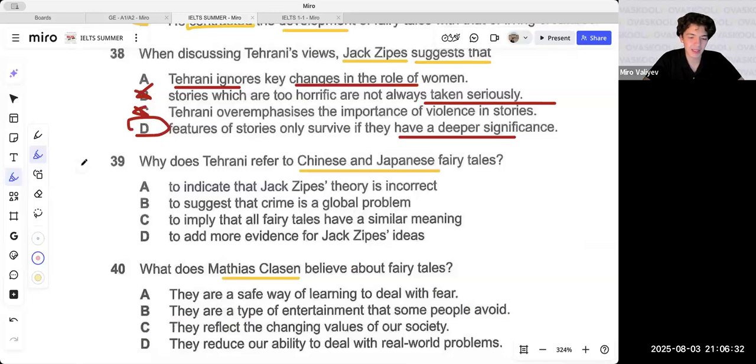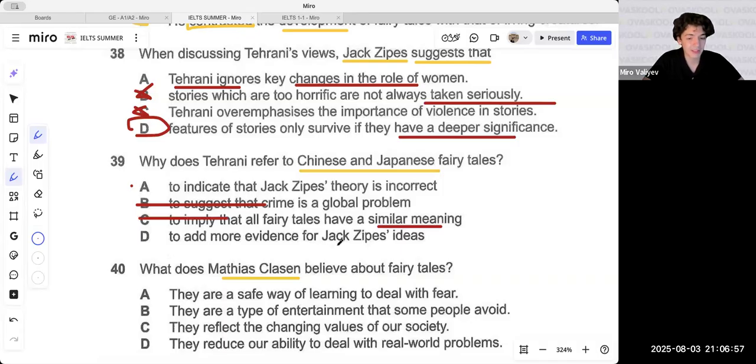To indicate that Jake-Zappi's theory is incorrect, might be to suggest that crime is a global problem. No, it's not about crime. To imply that all fairy tales have similar meaning. No, it's not about that. It's not about similarity. It's about the differences.